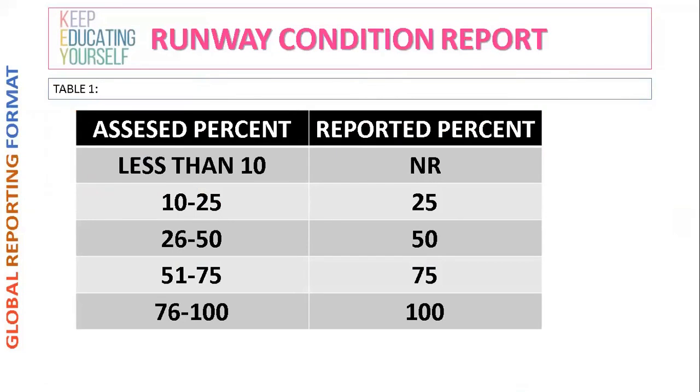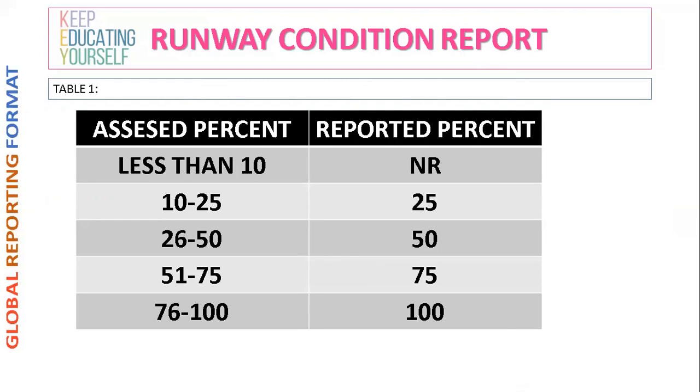Now, this is table number 1. Suppose you have gone for the assessment and you find that the percentage of contaminant is less than 10%. You will not report this percentage. You will simply write NR, November Romeo.